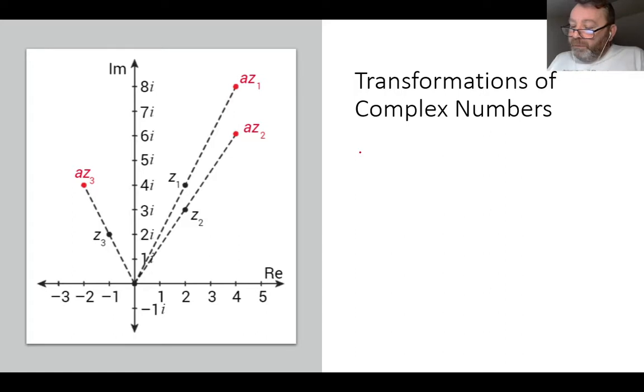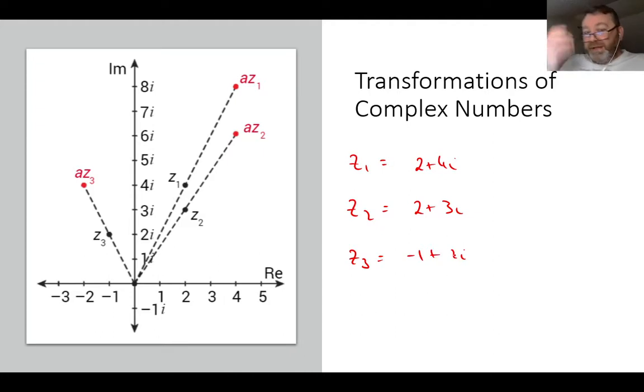So let's take the same numbers again. Let's take Z1. Z1, as we already said, is 2 plus 4i. Z2 is 2 plus 3i. And Z3 is minus 1 plus 2i. Now, let's take a number that is less than 1. Let's take the most popular number that's less than 1. Let's take a half. And let's multiply each of these by a half. What do we end up with?